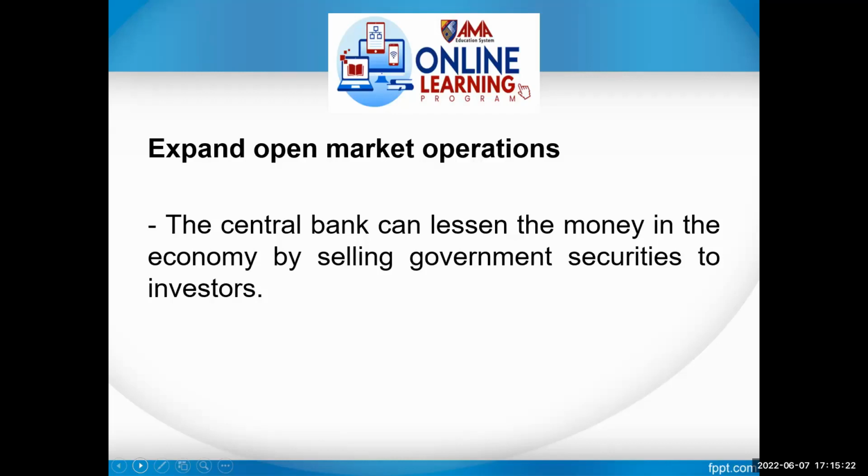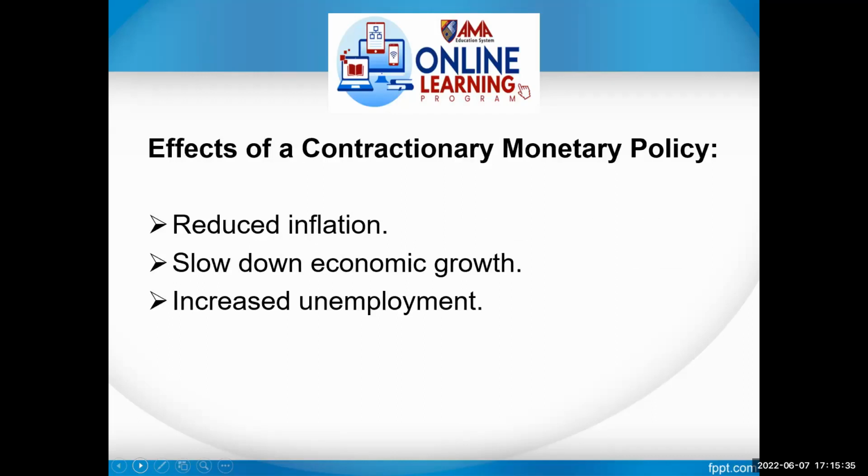So when it sells securities, there will be a restriction of flow in the money within the nation. So what will be the effect if a central bank implements a contractionary monetary policy? First, the inflation reduces. Second, the economic growth slows down and unemployment increases.